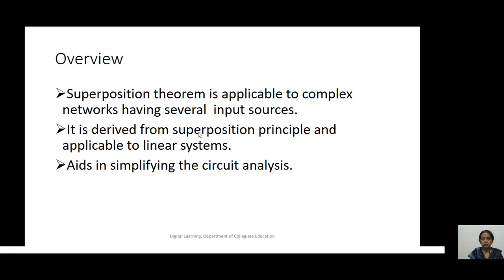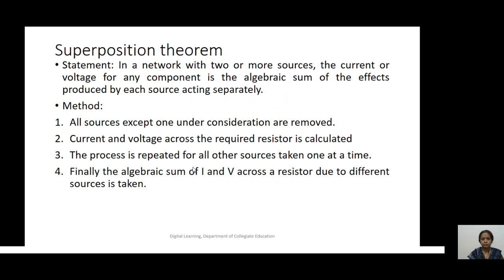So, principle of superposition, wherein one thing is taken at a time, aids in simplifying the circuit analysis. So, statement: in a network with two or more sources, the current or voltage for any component is the algebraic sum of the effects produced by each source acting separately. So, when we have two or more sources, current or voltage across any one component is the algebraic sum of effects produced by each source acting separately.